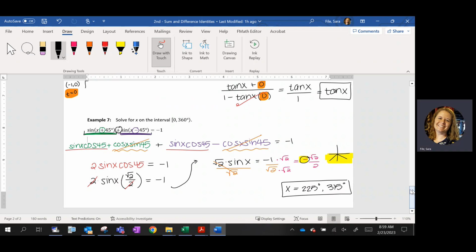So I kind of did a little bit of everything. We did some evaluating. We did some working backwards. We did simplify, verify, solve. Okay, so tomorrow you're going to have a chance to practice all of that. And you've got like at least one of each type of example to look back on.